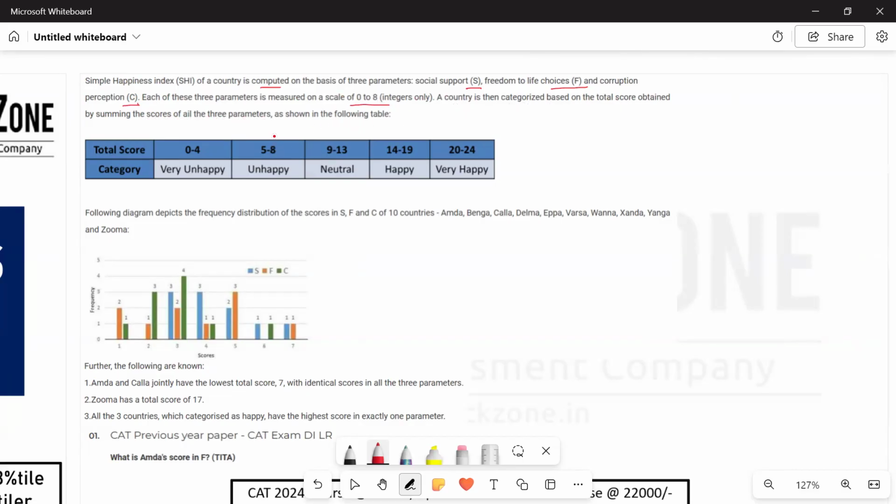So after summing up the total score obtained in all the three parameters, if this total sum is between 0 to 4, the country is categorized as very unhappy, 5 to 8 unhappy, and similarly till 20 to 24 very happy. Okay. So the following diagram depicts the frequency of the scores in S, F and C of 10 countries A, B, C, D, E, F till Z. Such 10 countries are there, and the frequency distribution of the scores of S, F and C is given.